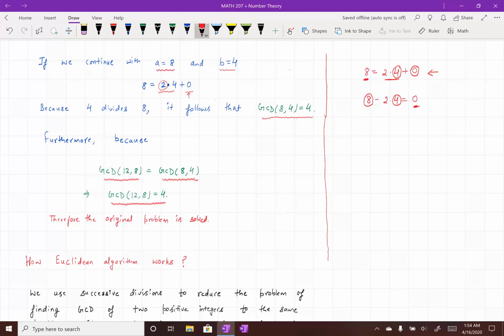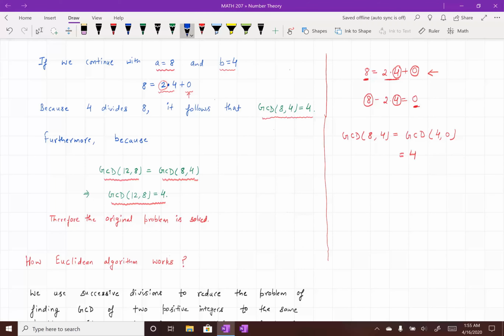And similar to our earlier analysis, we can conclude here that the GCD of 8 and 4 is going to be equal to the GCD of 4 and 0. And the GCD of 4 and 0, where one of the integers is already 0, is going to be equal to 4. So let me recall what we did here.